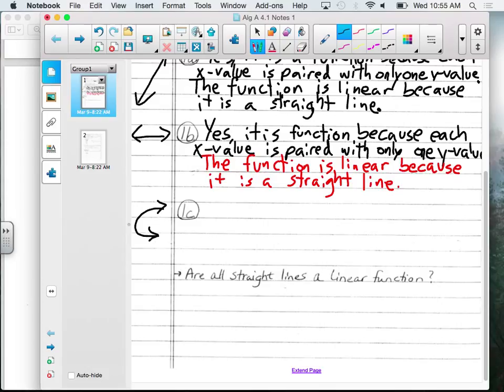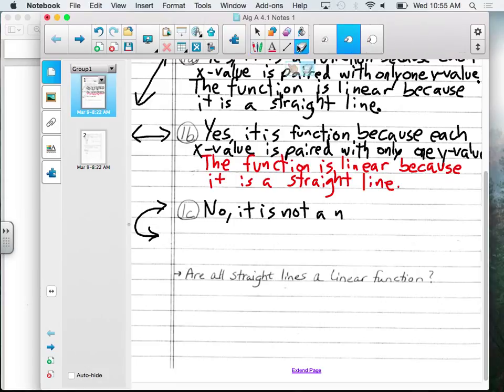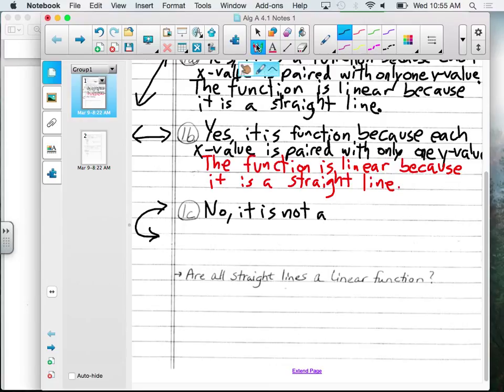Why? Okay. Could you give me an example of something that, if you pick an x value, what are the y values that come with it? If there are things like that. It's not a function.